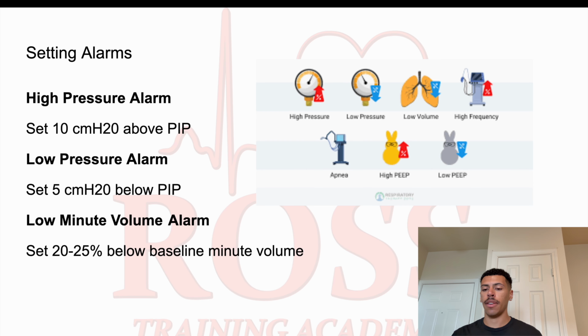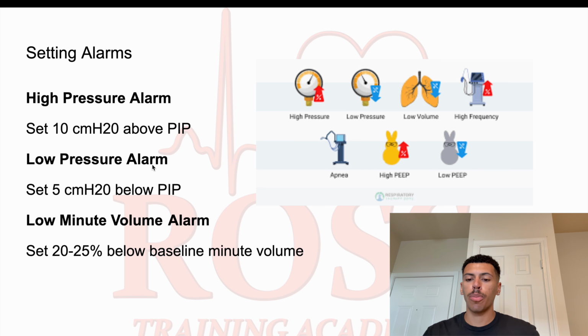We might see anything from like 34 up to 37, 38. So we're just going to take the average or the middle number, maybe 35, 36, and then go up 10 above that when we're setting our alarm. And so our alarm is going to be set at about 45, 46.